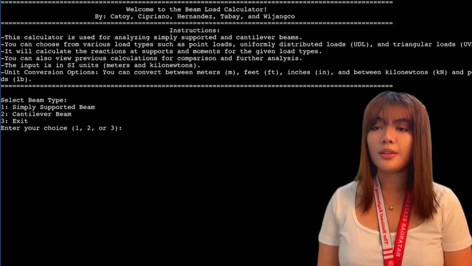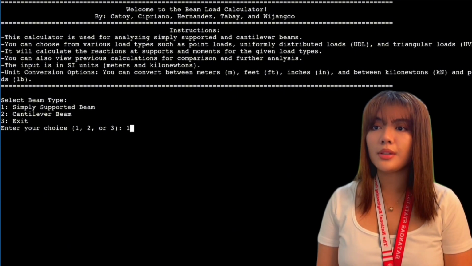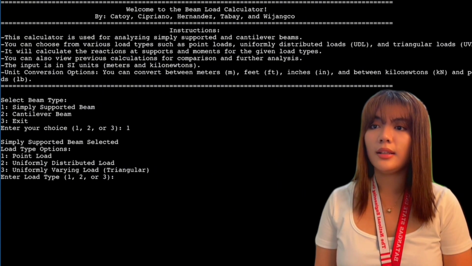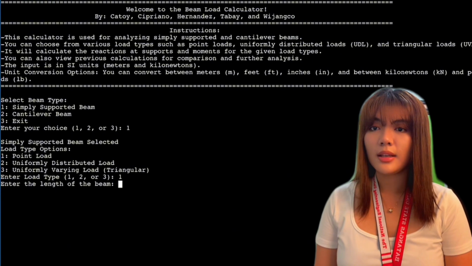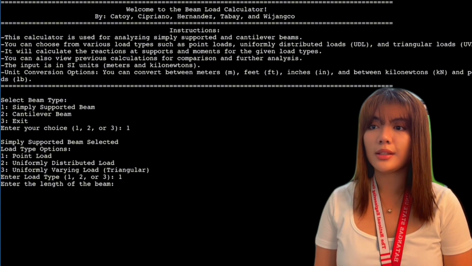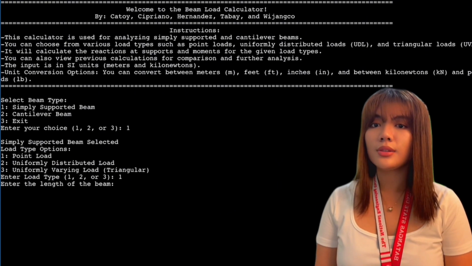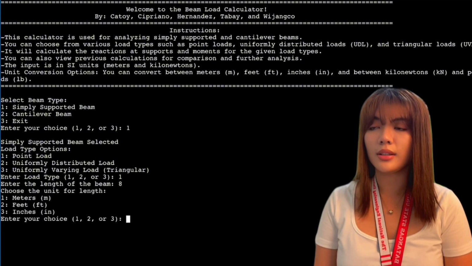User inputs and unit conversions. For each load type, the user inputs beam length, load values, positions if needed. The program then offers unit conversions. For instance, feet are multiplied by 0.3048 to convert to meters, and pounds are multiplied by 4.44822 to convert to kilonewtons. These conversions ensure all data is consistent for accurate calculations.